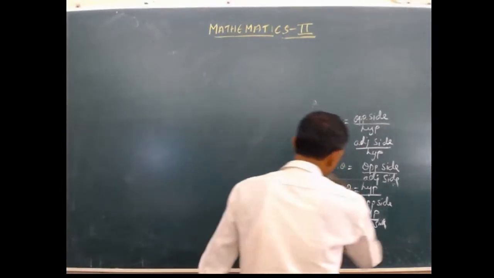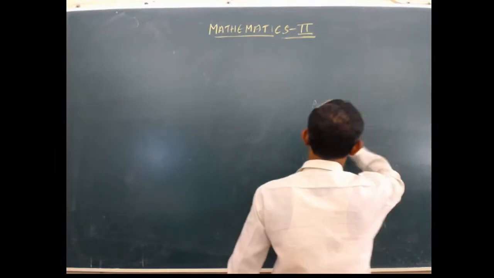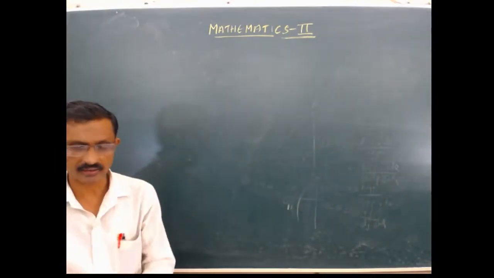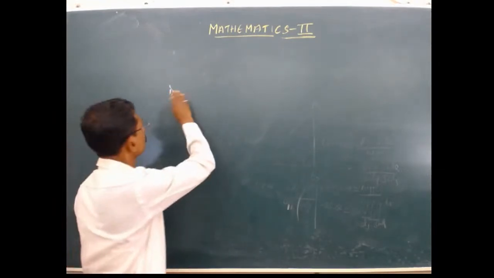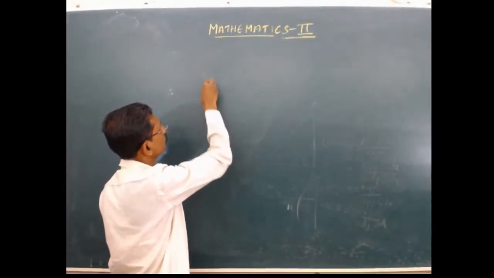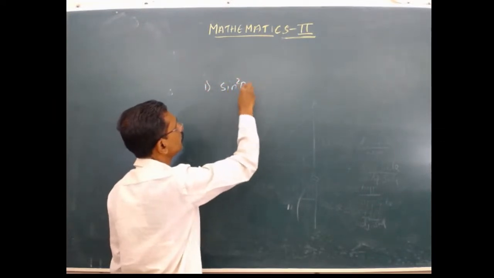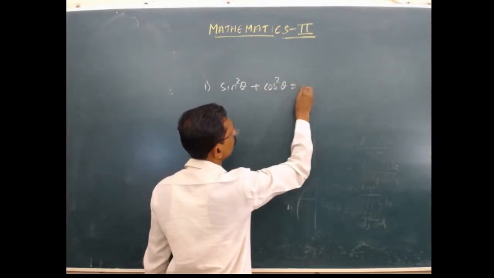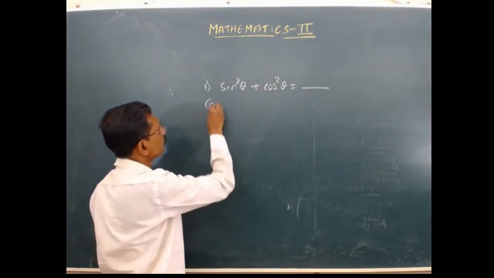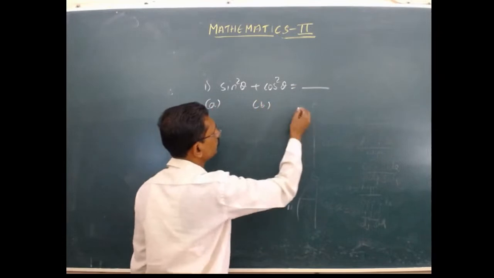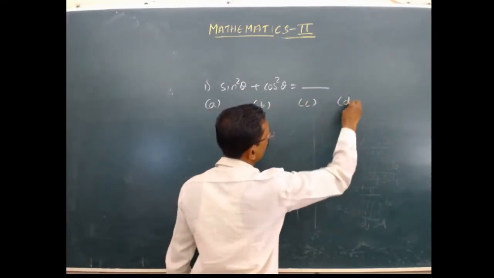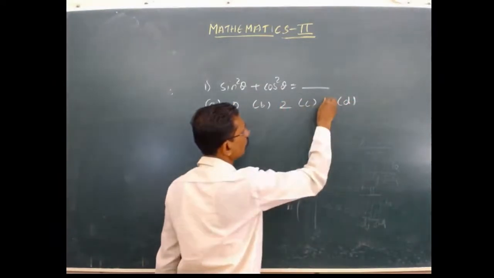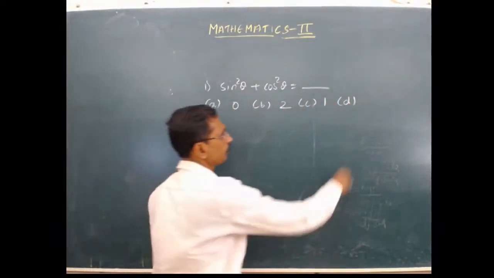Let's see the first one. What do we have in the first one? In the first one we have sin square theta plus cos square theta is equal to blank. We have our option A, option B, option C and option D. What do we have? 0, 2, 1 and 4.